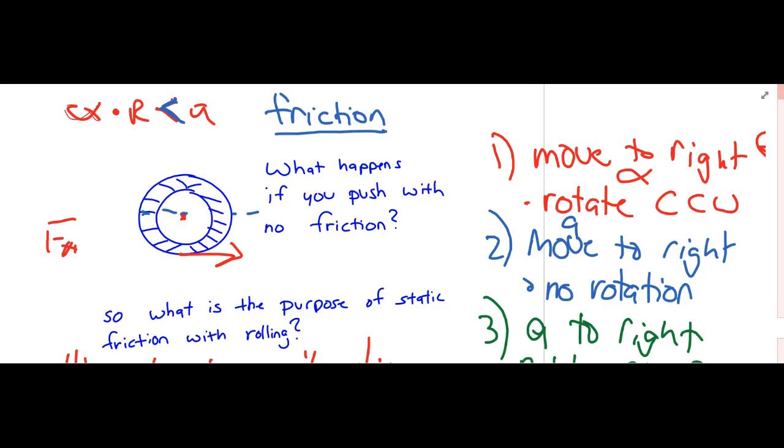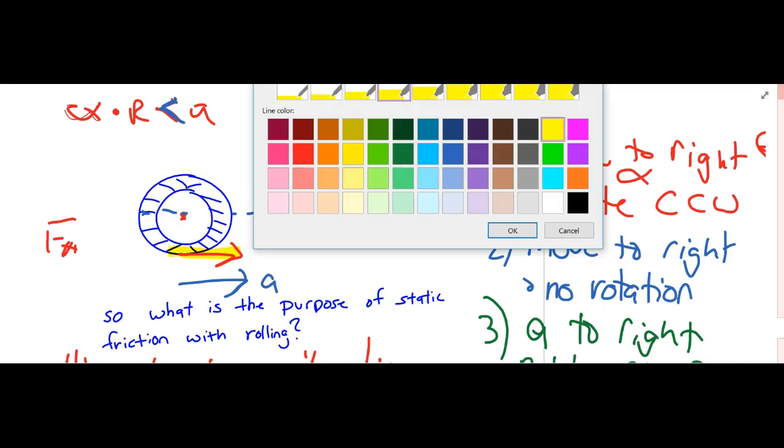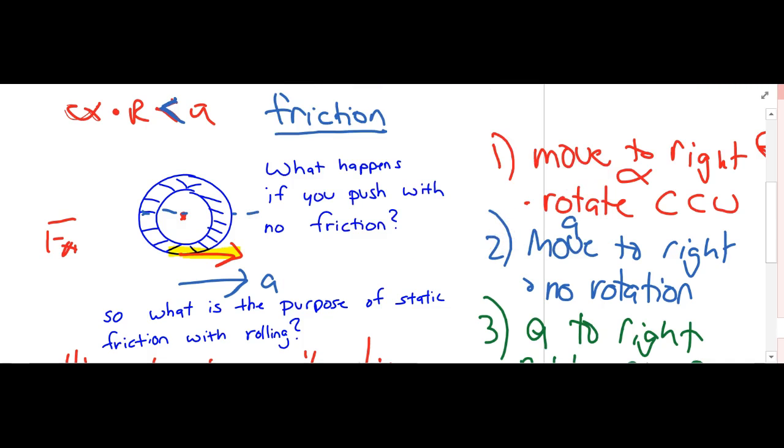Okay? So the linear acceleration is going to the right in this diagram of this rolling ball because I only have one force, so that's my net force going to the right. So then friction is going to fix this. Friction is going to fix it, right? And friction will make that acceleration smaller.